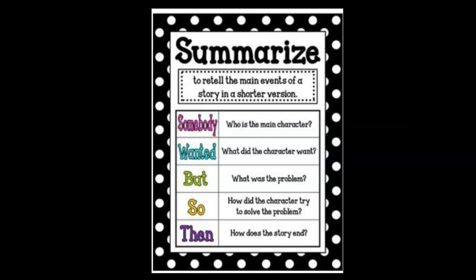So, now that we talked about this anchor chart, how do you write the summary? Well, when you're writing the summary, you're going to start off by answering all of these questions. If you write it out just like this, you can say the main character in the story, and what was the story's name, wanted, but, so, and then how did the story end? If you follow this rule in this strategy, your summarizations will be right on top.